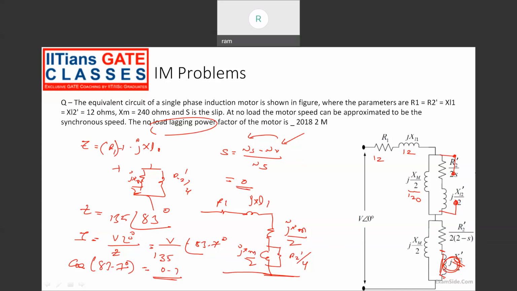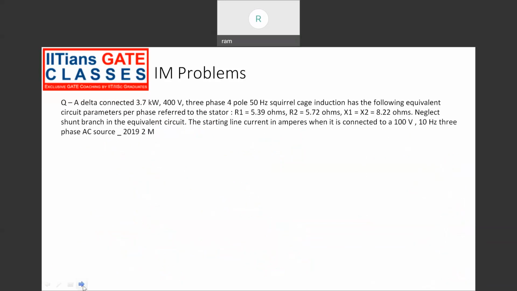Let's go to the next question. A delta connected 3.7 kilowatt, 400 volts, 3-phase, 4-pole, 50 Hz squirrel cage induction motor. The following equivalent circuit parameters per phase are referred to the stator: R1 equal to 5.39 ohms, R2 equal to 5.72 ohms, X1 and X2 are 8.22 ohms. Neglecting the shunt branch parameters, they are asking us to find the starting line current in amperes when connected to a 100 volts, 10 Hz source.